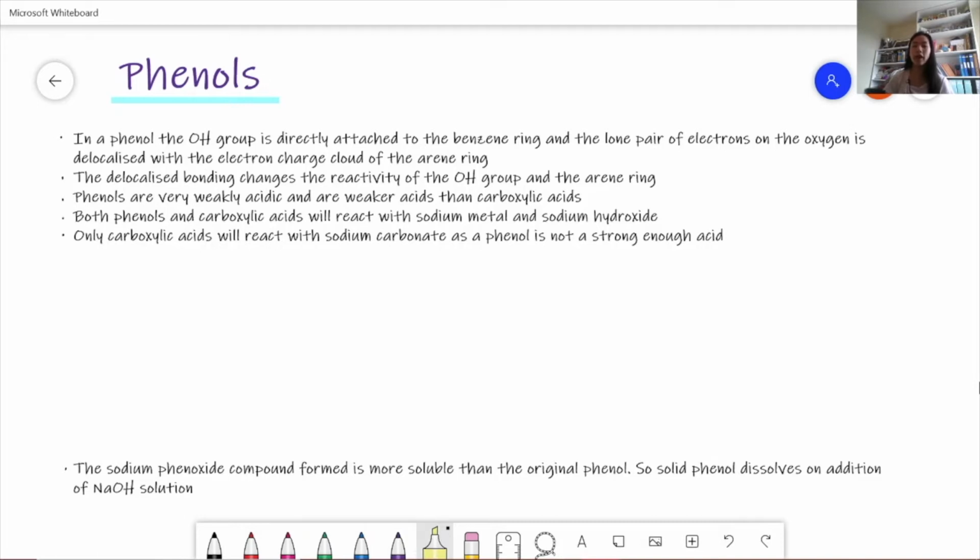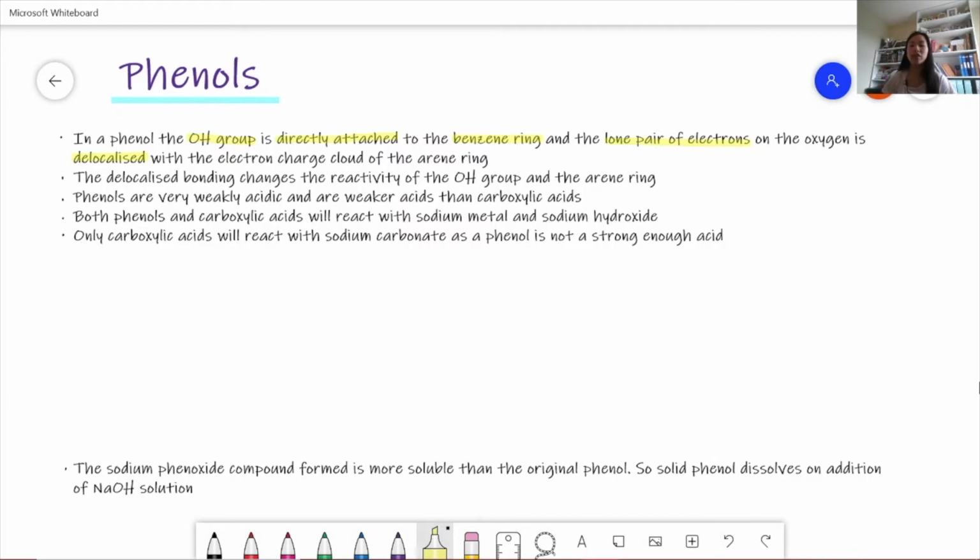In a phenol, the OH group is directly attached to the benzene ring, and the lone pair of electrons on the oxygen is delocalized with the electron charge cloud of the arene ring. So the OH group is directly attached to a carbon of the benzene ring, and the lone pair of electrons on this oxygen of the OH is delocalized with all the delocalized electrons in the benzene ring. The delocalized bonding changes the reactivity of the OH group and the arene ring.